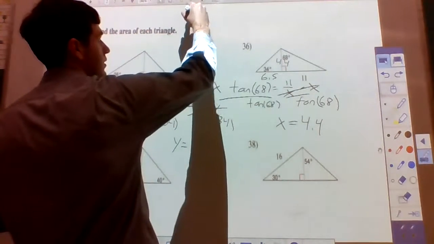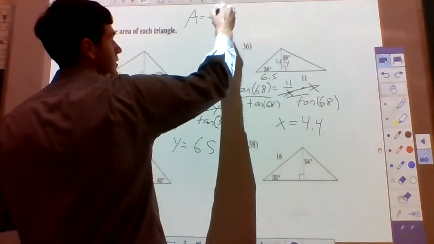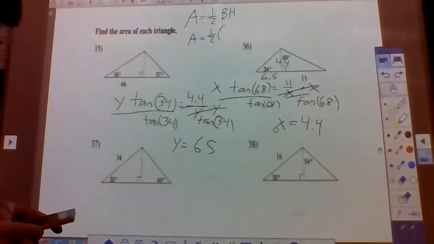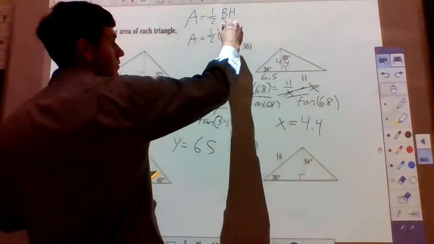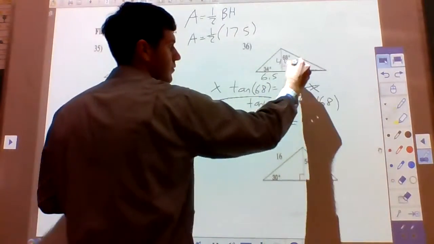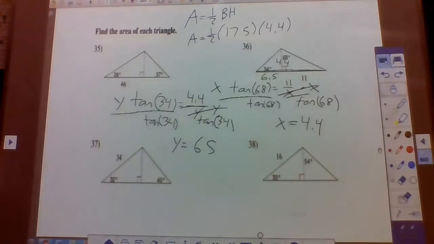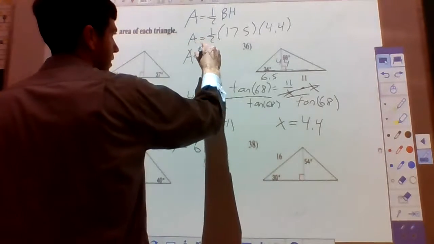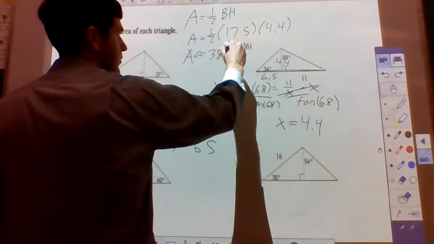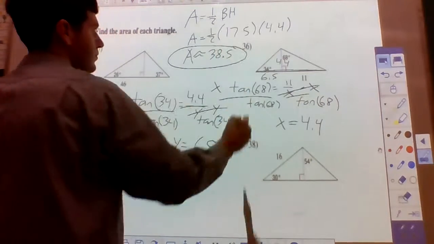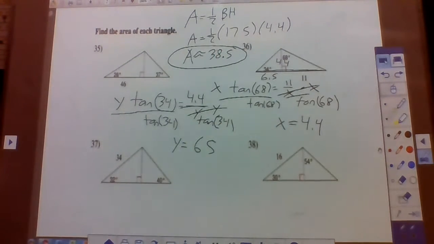Okay, so area is 1/2 base times height. So we have 1/2 the base, 6.5 plus 11. So 17.5. Right, our base is 17.5. Then the height we said was 4.4. So times 4.4. And then divide by 2, we get 38.5. Again, this is an estimate because rounding is an issue. So 38.5, somewhere around 38. And you guys can do 37, 38.